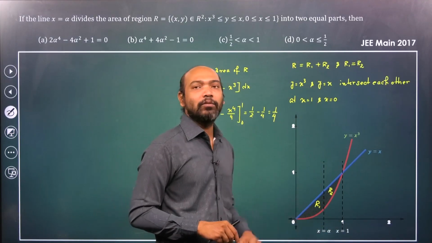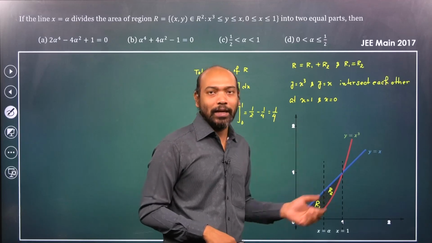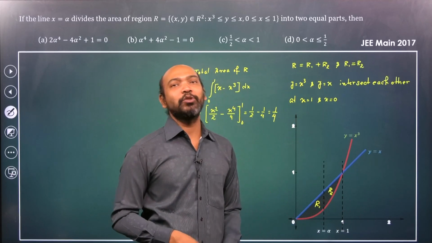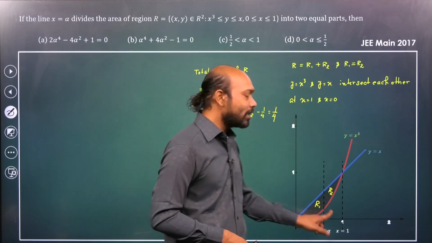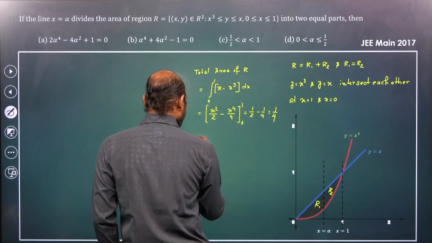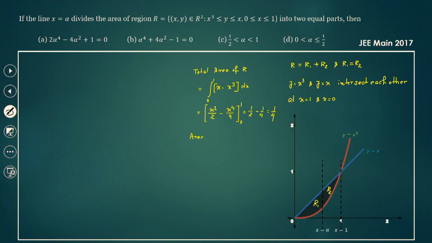Now let's try to calculate R1. You can calculate R2 as well, but to calculate R2, I have to take the limit from alpha to 1. Why should I make our life difficult? So that's why it is considered from 0 to alpha. Now see, the area of R1 is definitely the same integration, x minus x cube dx, from 0 to alpha.